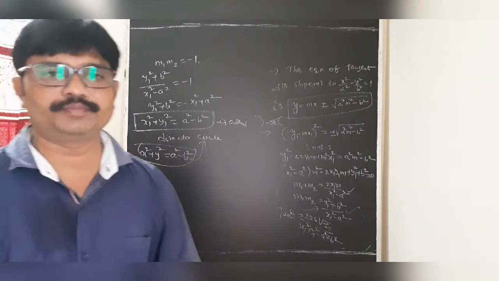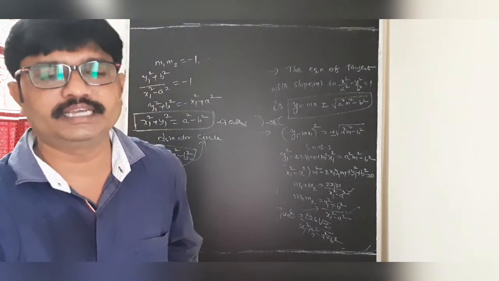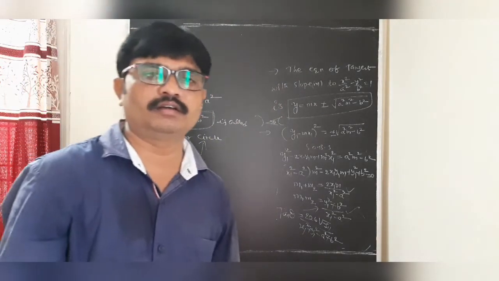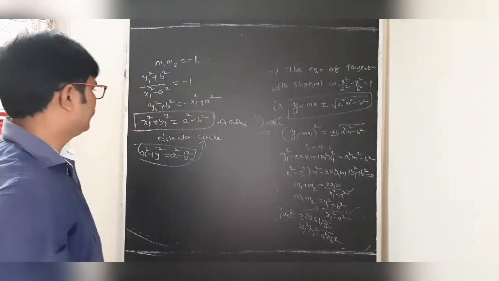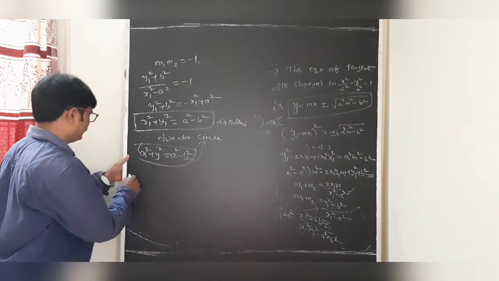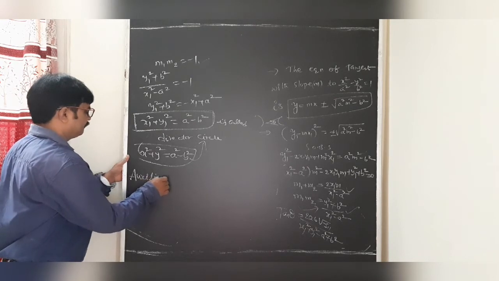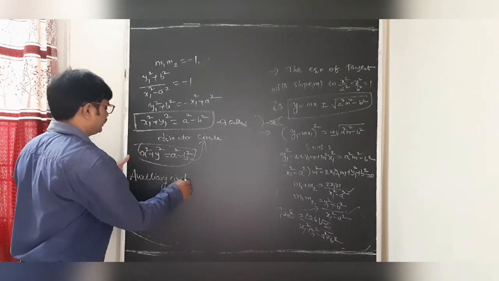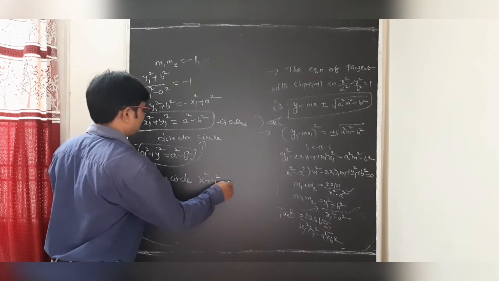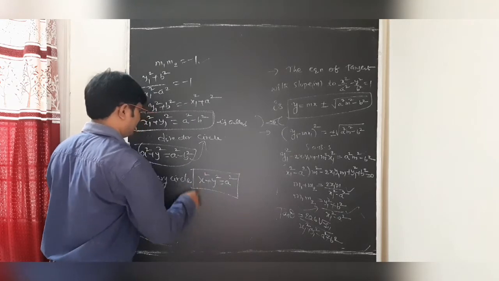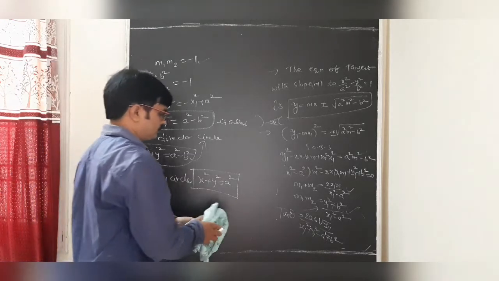After that, students, the locus of the feet of the perpendiculars drawn from the focus to any tangent to the hyperbola lies on a circle concentric with the hyperbola. That is called the auxiliary circle. The equation of the auxiliary circle to the hyperbola is x square plus y square equal to a square.